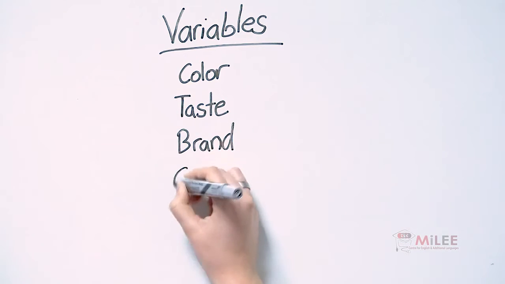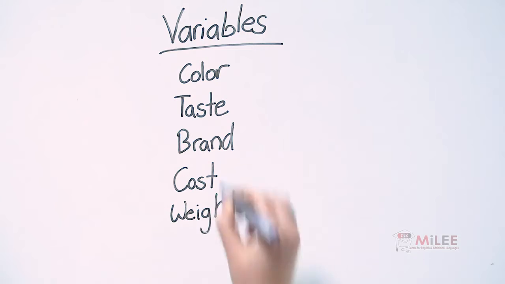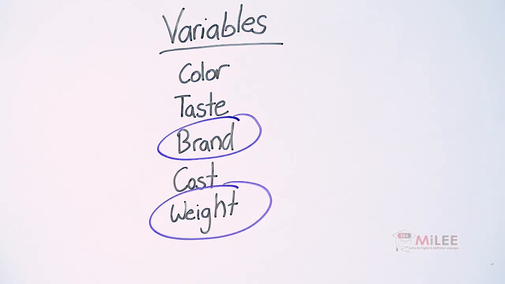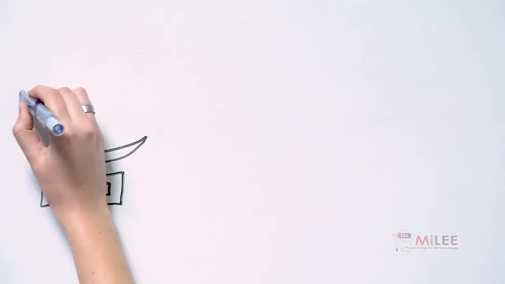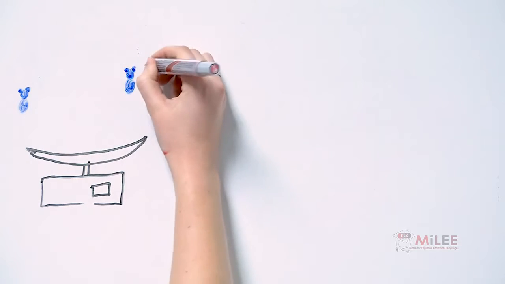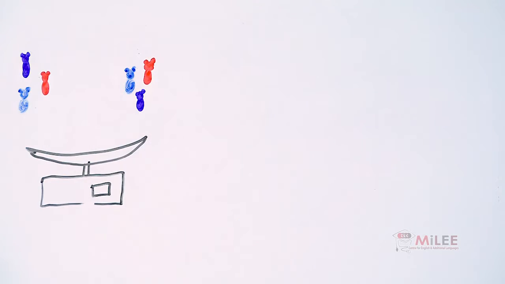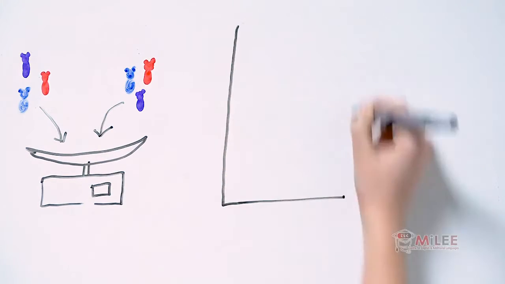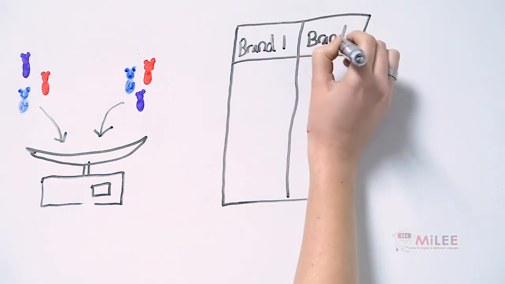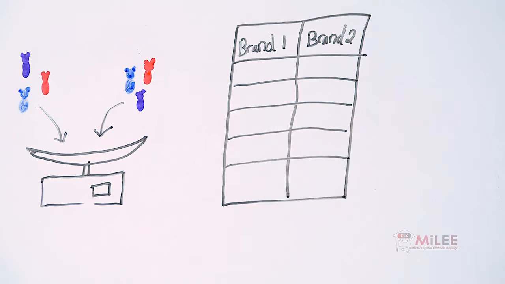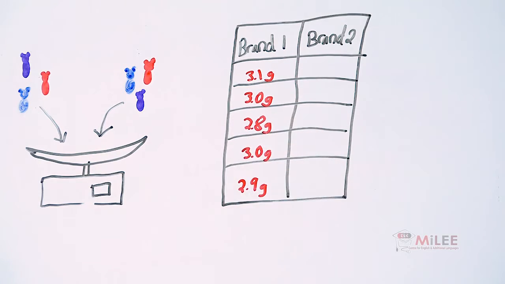Each of these factors could be called a variable, and we need to choose which variables we want to test to answer our question. We know we're comparing between two brands, so that's our first variable. And everyone knows that bigger gummies are better, so your second variable could be weight. To measure weight, you need a scale. Then you take your two brands, Haribo brand and Select, and weigh each gummy bear in grams. You can then record your data in a table.